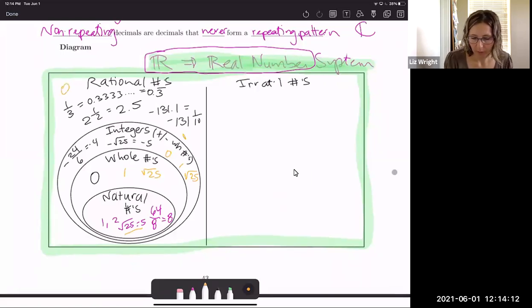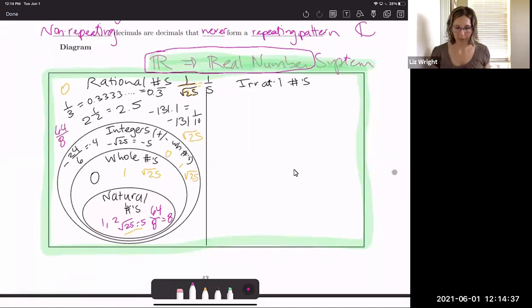What about the square root of 25? You betcha. What about 1 over the square root of 25? This is a unique example. That one should have been black. So 1 over the square root of 25, this would be 1/5. So that one's going to come in here. And we can pick out any of the other ones that we've already done, like 64 over 8, and they're going to fit into that rational numbers category.